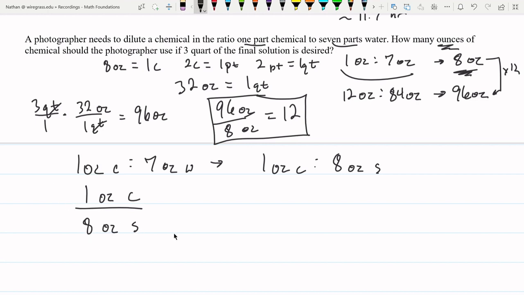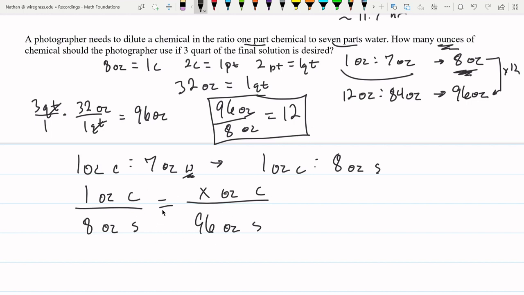ounces solution equals, well, what we want is 96 ounces of solution. The question is, how many ounces of chemical do we need? Well, it's going to be x ounces of chemical. You can see I have chemical on top and solution on bottom. We cannot use this, right? This is 7 ounces of water. We want total solution because we're asking for 3 quarts of final solution. So just make sure that the units are correct that you're talking about.